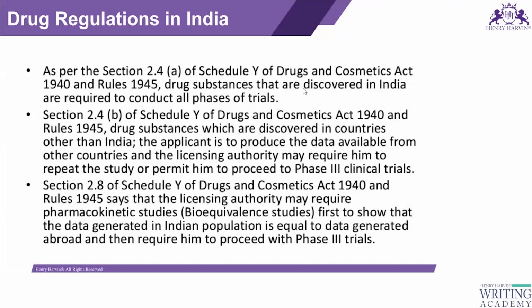Then section 2.8 of Schedule Y of the Drugs and Cosmetics Act 1940 and Rules 1945 says that the licensing authority may require pharmacokinetic studies or bioequivalence studies first, to show that the data generated in the Indian population is equal to the data generated abroad, and then require him to proceed with the phase 3 trial. So phase 1 and phase 2 trials are not required, but bioequivalence trials are required to show that the data generated in the Indian population is equal to the data generated in the other population, and then they continue with the phase 3 trials.